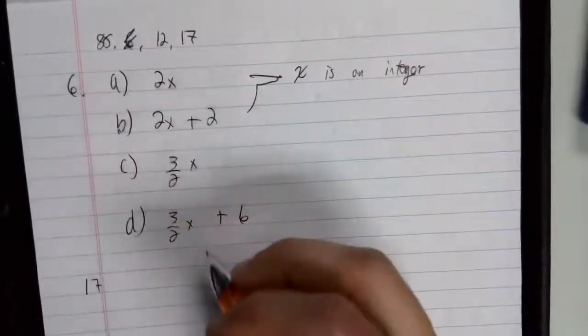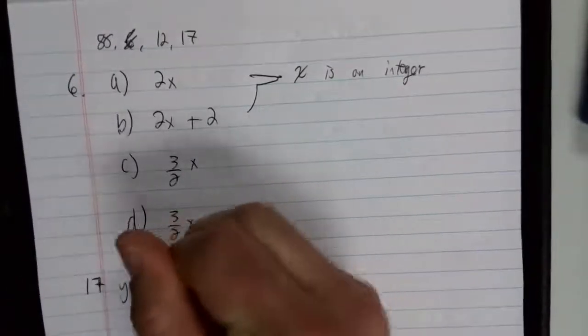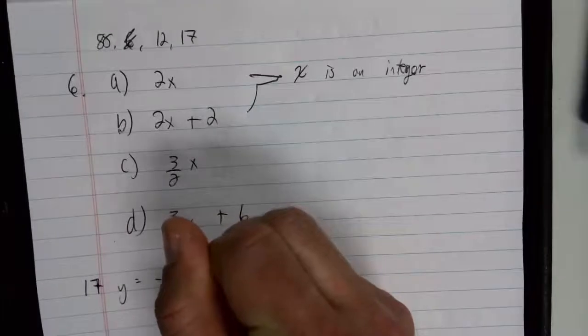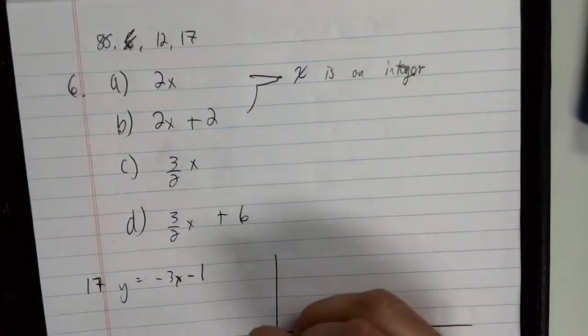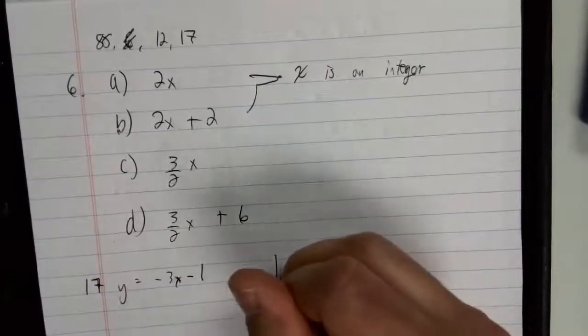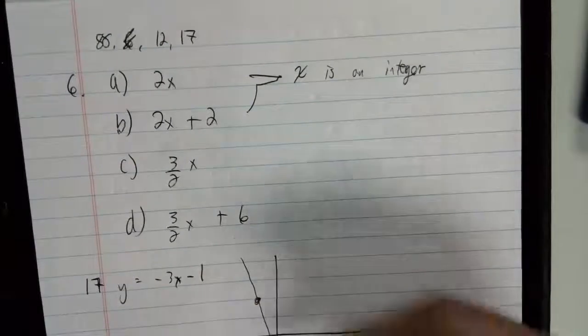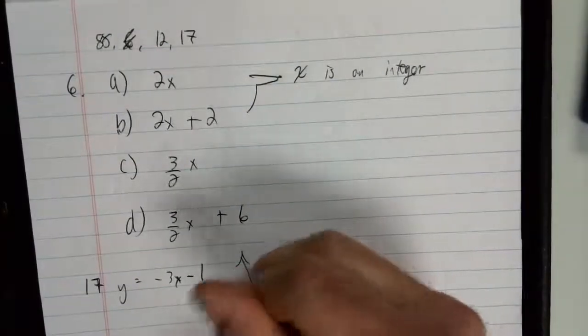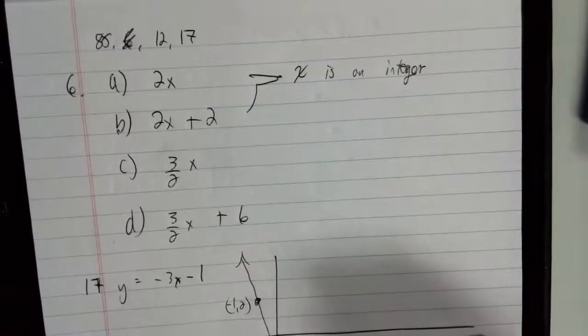17 is another line: y equals negative 3x minus 1. So here's the thing. Negative 1 is that point. Go up 3 over 1, down 3 over 1, and that's what it looks like. I'm going to label those points for you: negative 1, 2; 0, negative 1; and 1, negative 4.